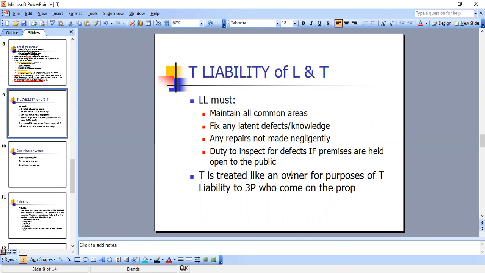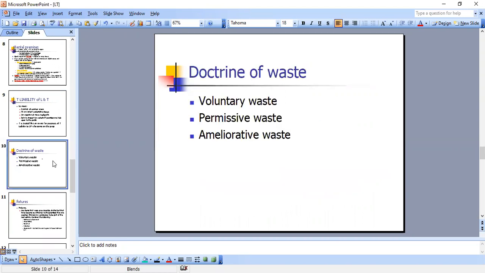The tenant is treated like an owner for purposes of tenant liability to a third party. If they invite someone over, they're treated like the owner, and the third party comes on the property, okay? So that's basically what their liability is here also, if they have people visiting the property. Doctrine of waste: there's voluntary waste, permissive waste, and ameliorative waste.